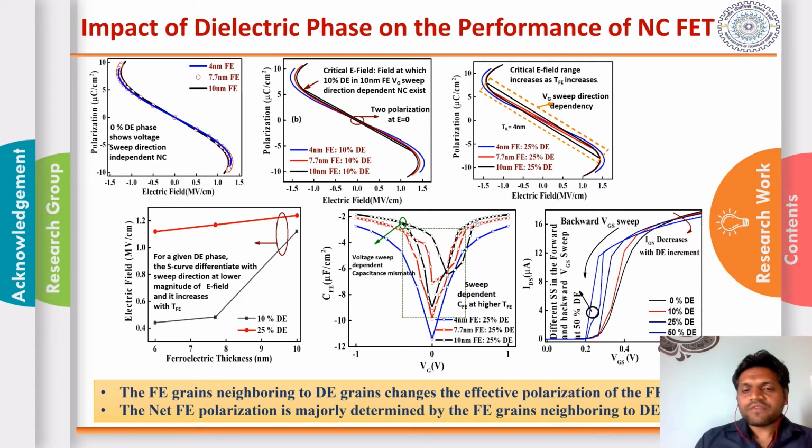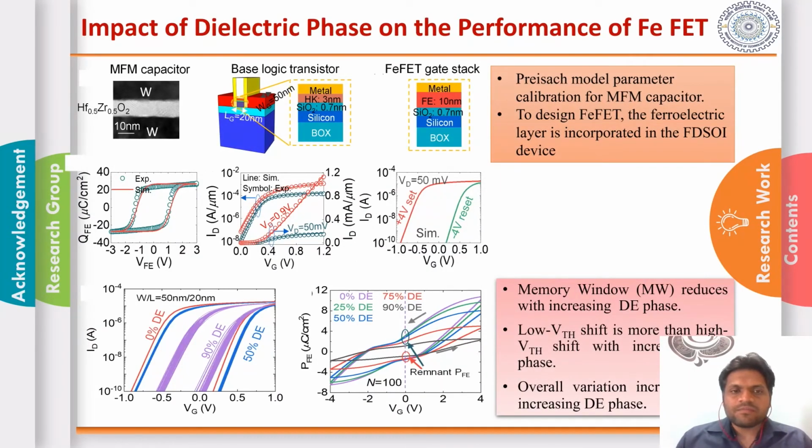In this, at 50% dielectric phase, as we increase the VG from 0 to a higher value, the current characteristic shows a different value as compared to the current value once we decrease the VG from a higher value to a lower value, and due to this, it shows direction dependency. So the previous works have been published in IEEE Transactions on Ferroelectrics, IEEE TED, and the IEEE IRPS conference.